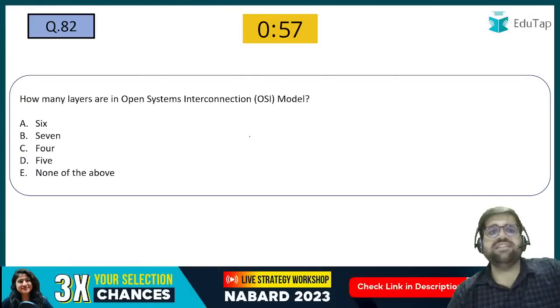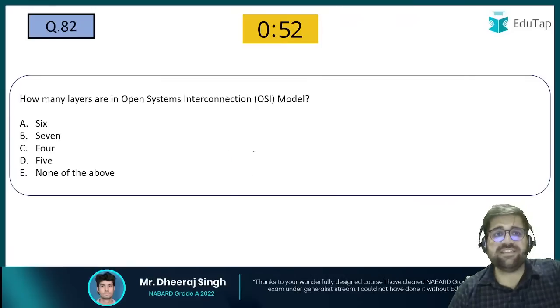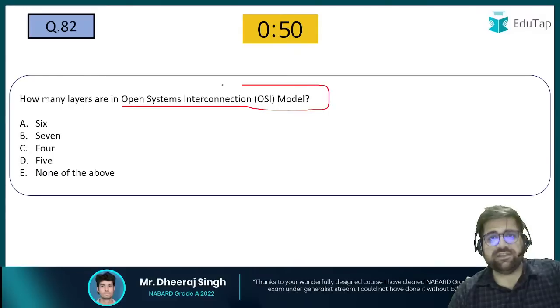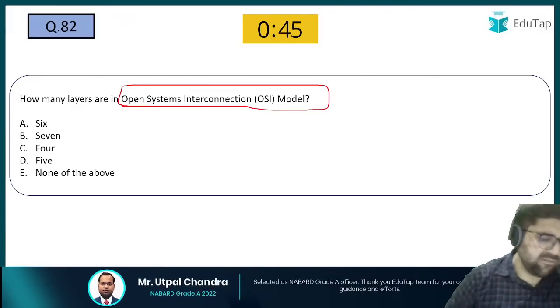Now, how many layers are there under open system of interconnection model? Now, this is one of the toughest, or I would say one of the basic models, which is quite tough to understand. So just remember the basic thing.